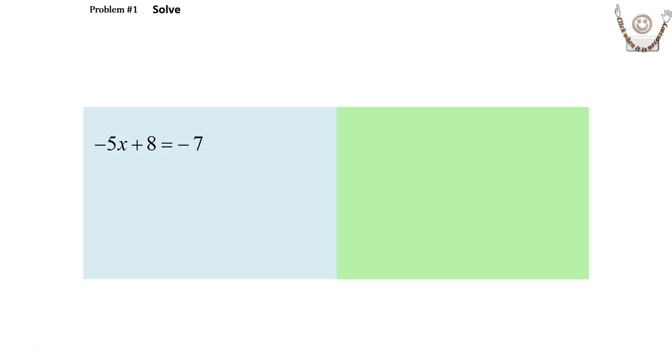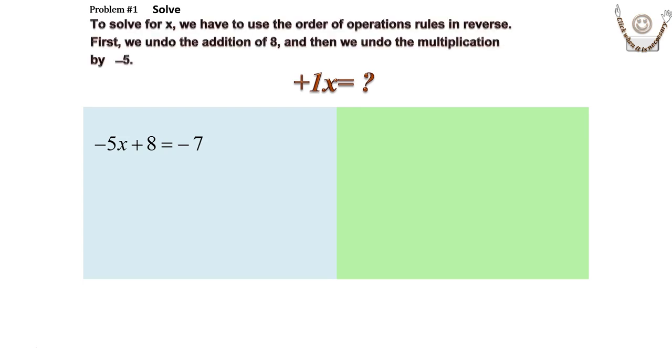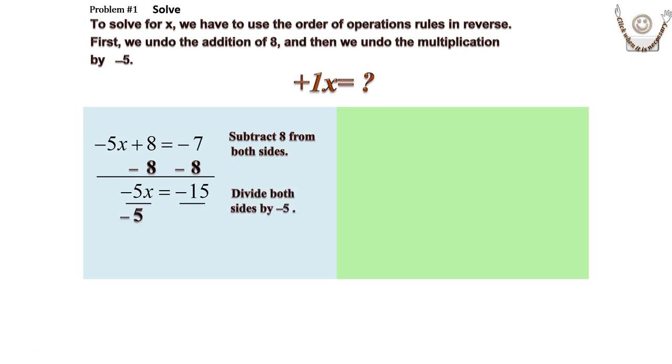Problem number 1. We have to solve an equation. We are looking for positive 1x. As you know from arithmetic, to solve for x we have to use the order of operation rules in reverse. First we have to undo addition and then we have to undo multiplication. Let's do it. So we have to subtract 8 from both sides and then we have to divide by negative 5. And x is 3.